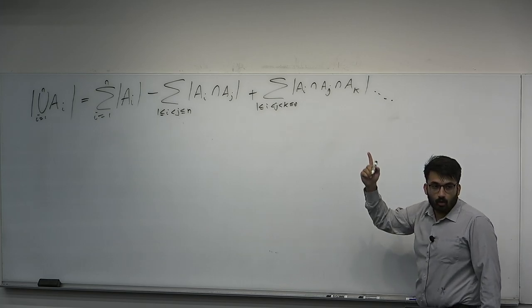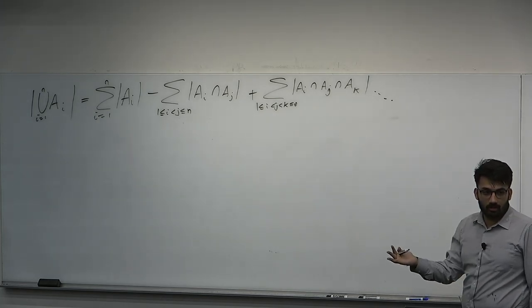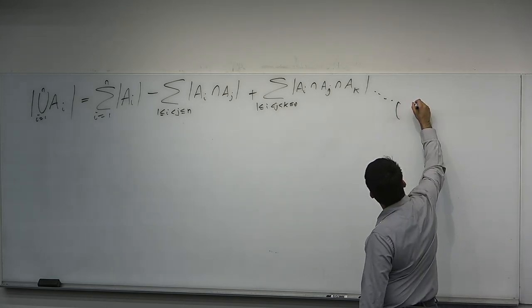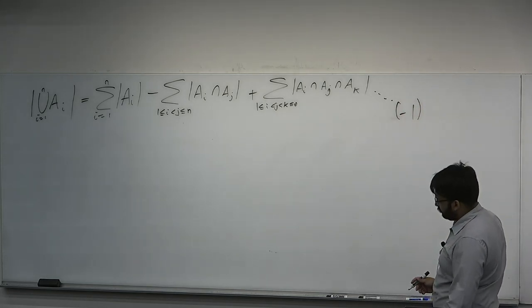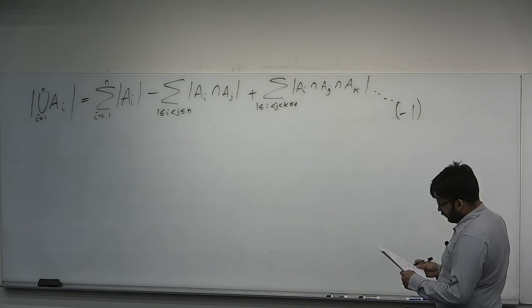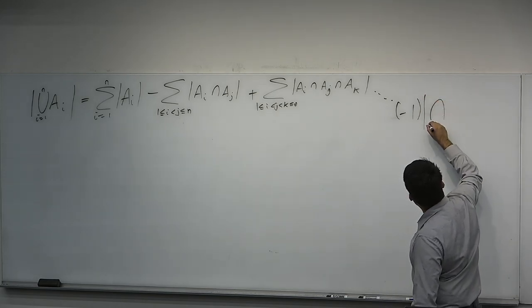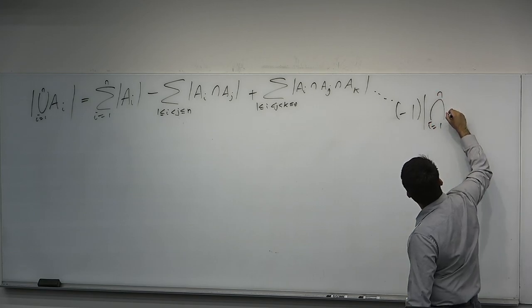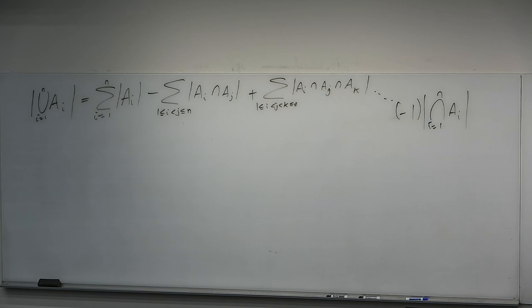The way we can represent that is by putting negative 1 to a power, because that's going to always alternate. So it's going to be negative 1 to the something times simply the intersection of the last set, which I have as the intersection from i equals 1 to n of A_i, right? But what is the power of negative 1? Do we know?